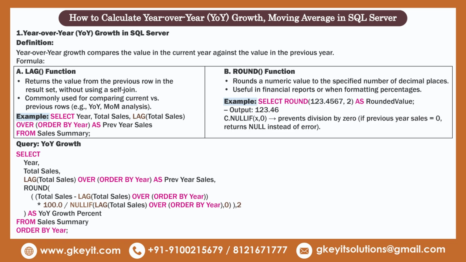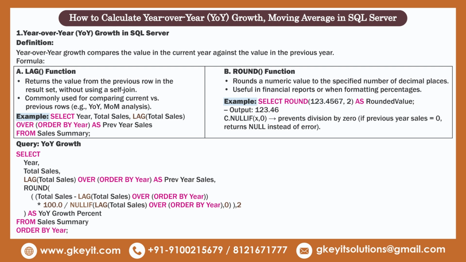Coming to the third point, NULLIF. It prevents division by 0. If the previous year's sales is equal to 0, it returns NULL instead of an error. Anywhere it would give an error, it just returns NULL over there.